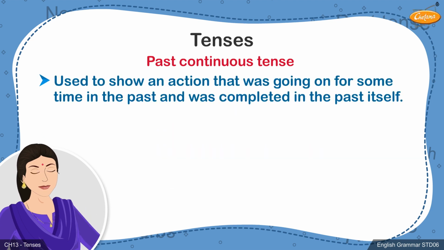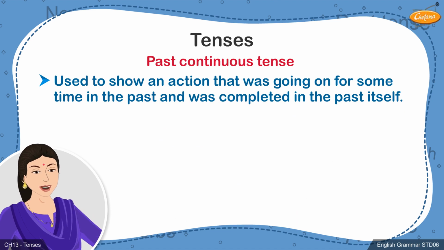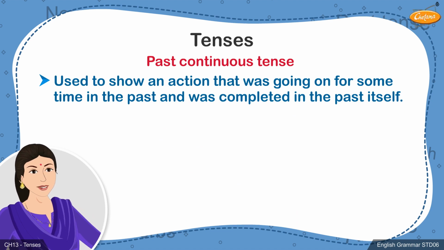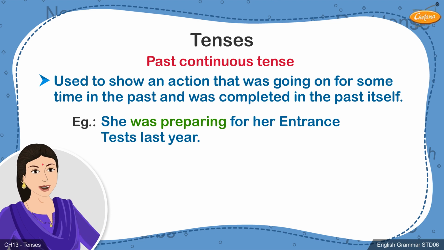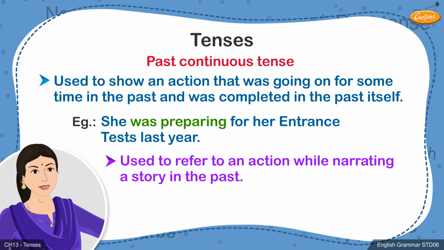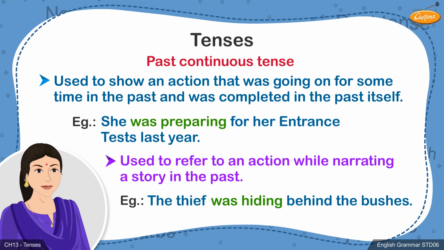This tense form is used to show an action that was going on for some time in the past and was completed in the past itself. Example, she was preparing for her entrance tests last year. It is also used to refer to an action while narrating a story in the past. Example, the thief was hiding behind the bushes.